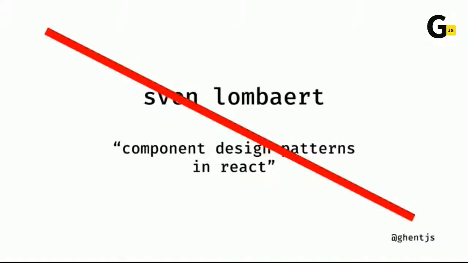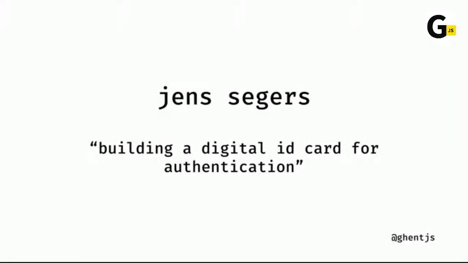This is the agenda. I've had to cross this one out because the first speaker was Sven Lombard. He was going to do something about components in React, but unfortunately he's very ill and he had to call out sick, but no fear. We have our very own Jens Segers in the house as well. And he's going to talk about how to build a digital ID card. So I'm very excited as well to see what that's about.